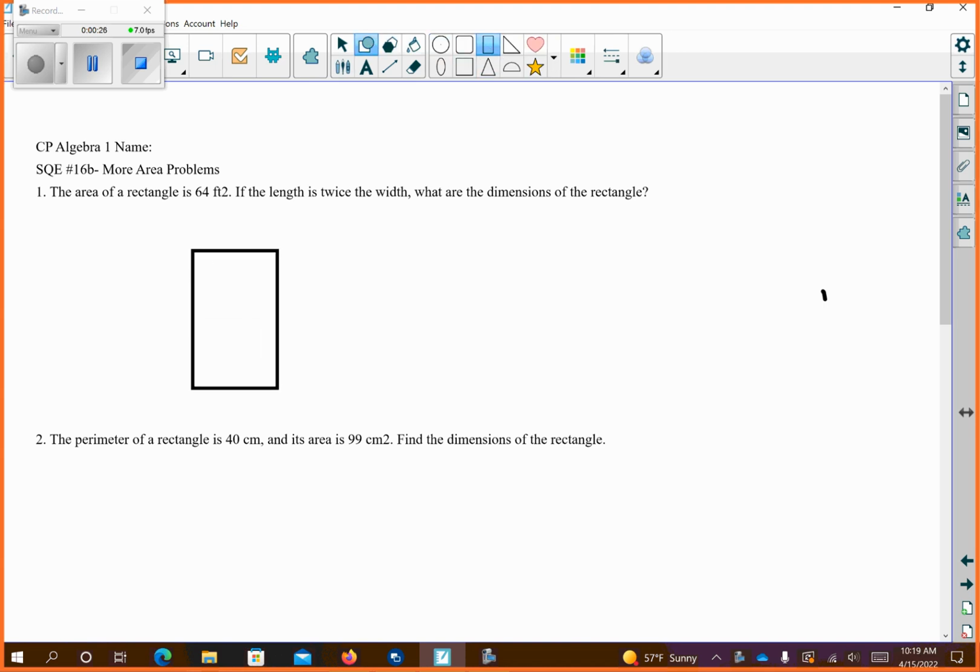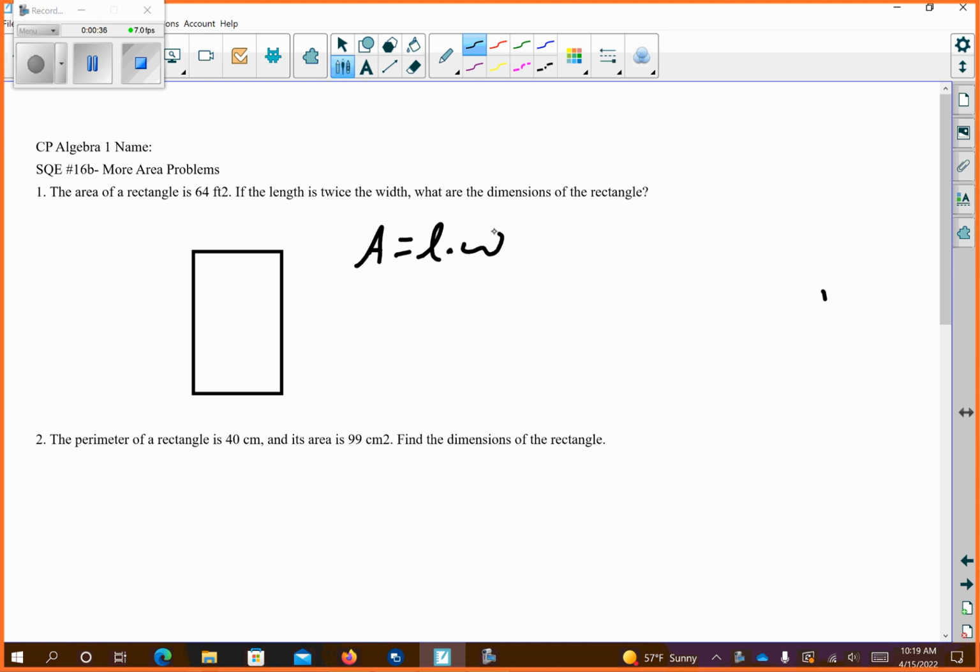I'll use my straight tools. Okay, so I know that if I were to find the area of this rectangle, the area is equal to length times width. You agree with that? That's an equation you've seen like once in your life. All right, so we'll call this length, we'll call this width. Seem okay so far?